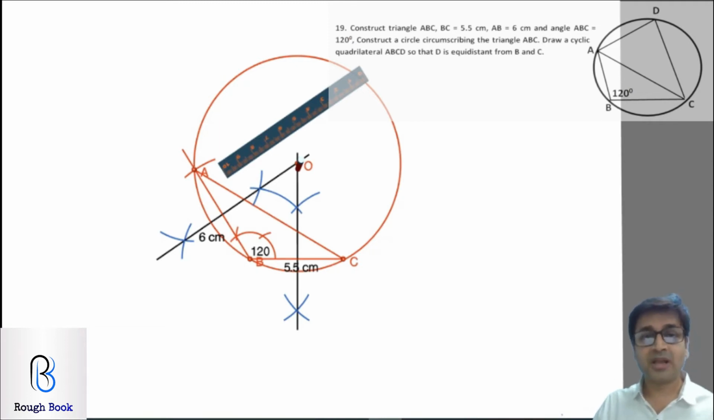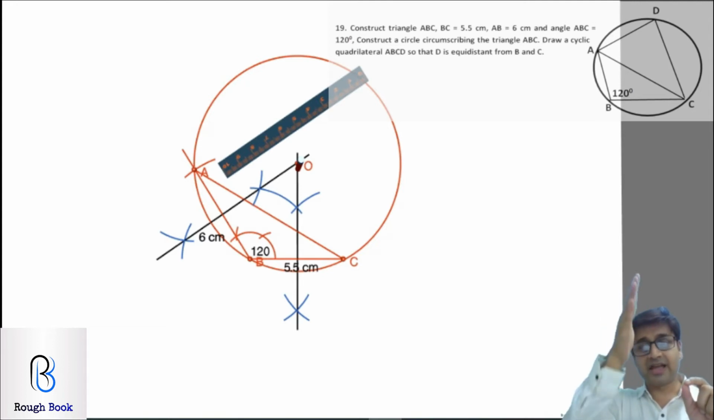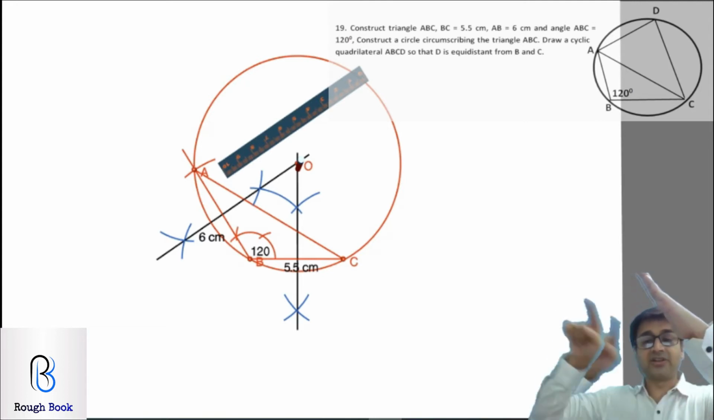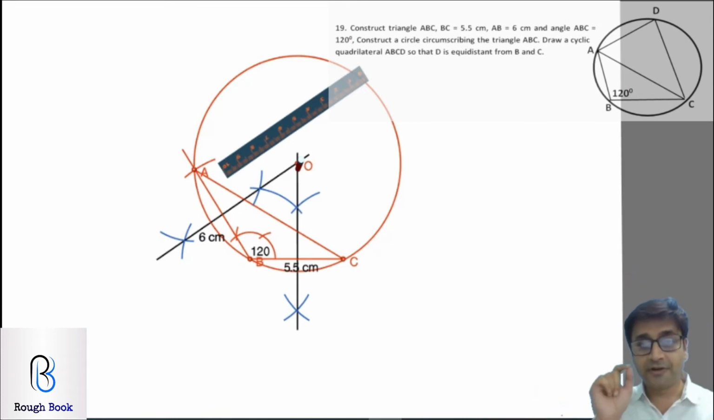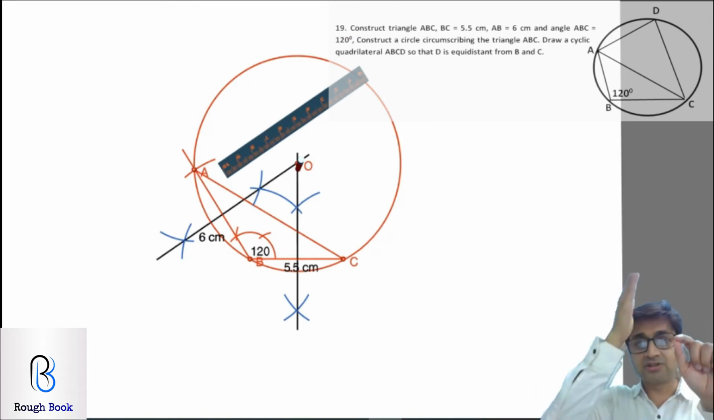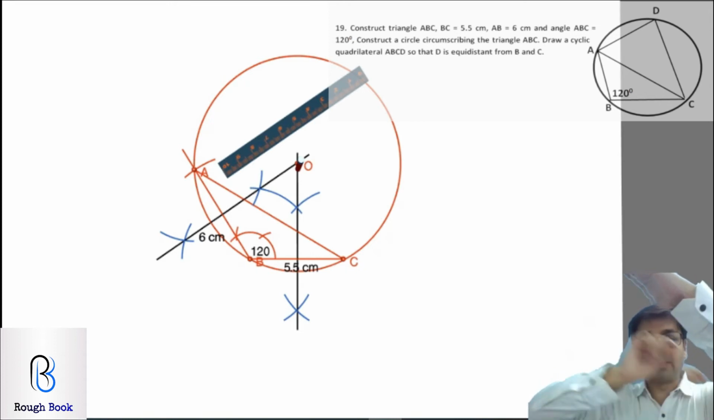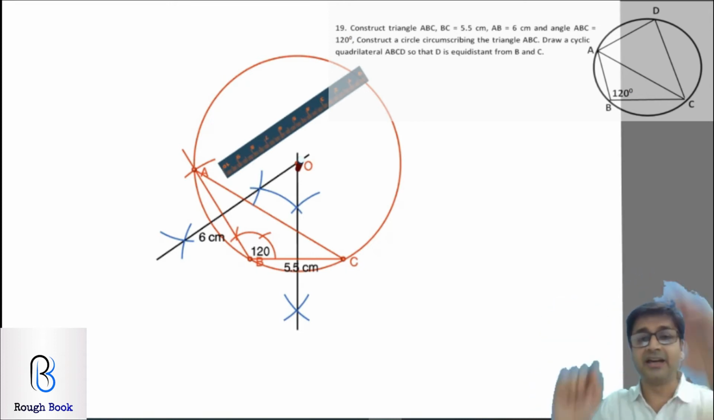Now for the last part. They said draw cyclic quadrilateral ABCD where D is equidistant from B and C. So this is from your chapter loci or locus. Okay. Now if the point is equidistant from 2 points, that means that point is lying on the perpendicular bisector. And if a point is equidistant from 2 sides which make an angle, then in that case it lies on the angle bisector. I repeat, if a point is equidistant from 2 points, it lies on the side bisector of those 2 points. And if a point is equidistant from 2 sides, then that point is lying on the angle bisector.